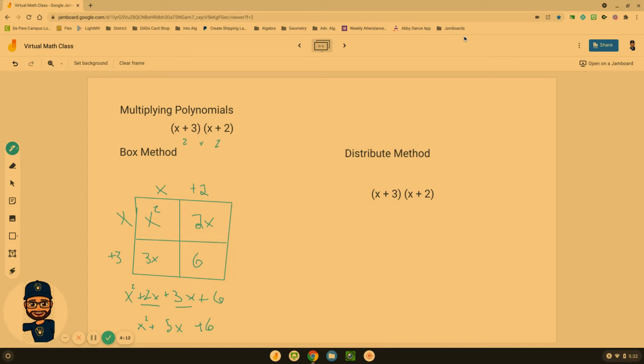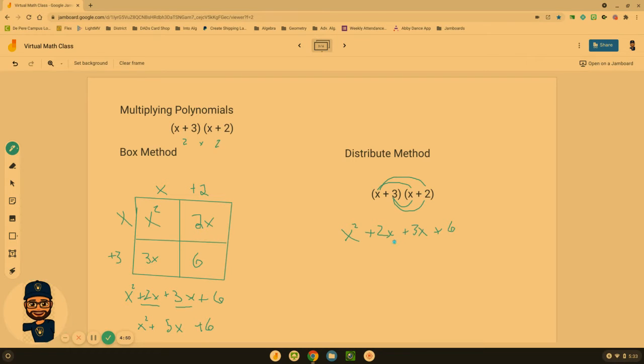The distributive method in distributing will work much in the same way. I'm going to take this x out front times both pieces to the back. And then I'm going to also take this 3 times both pieces in that second polynomial. And so if I follow that, x times x is how I got x squared. This x times the 2 out here is a positive 2x. This 3 times the x is plus 3x. And this 3 times 2 is adding 6.